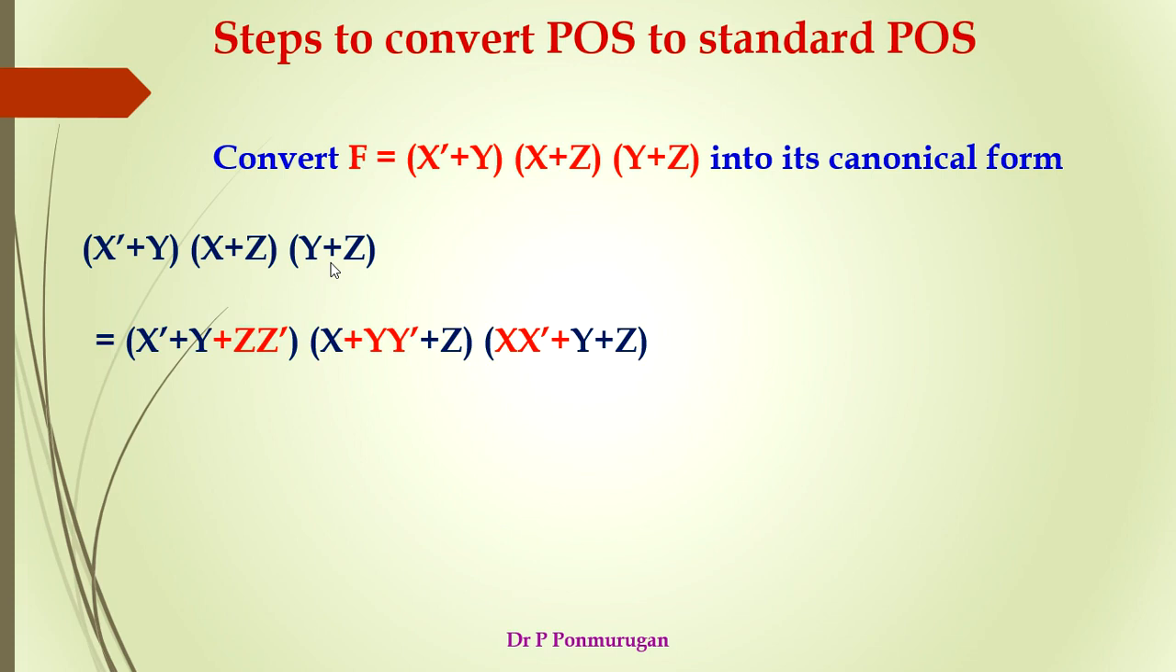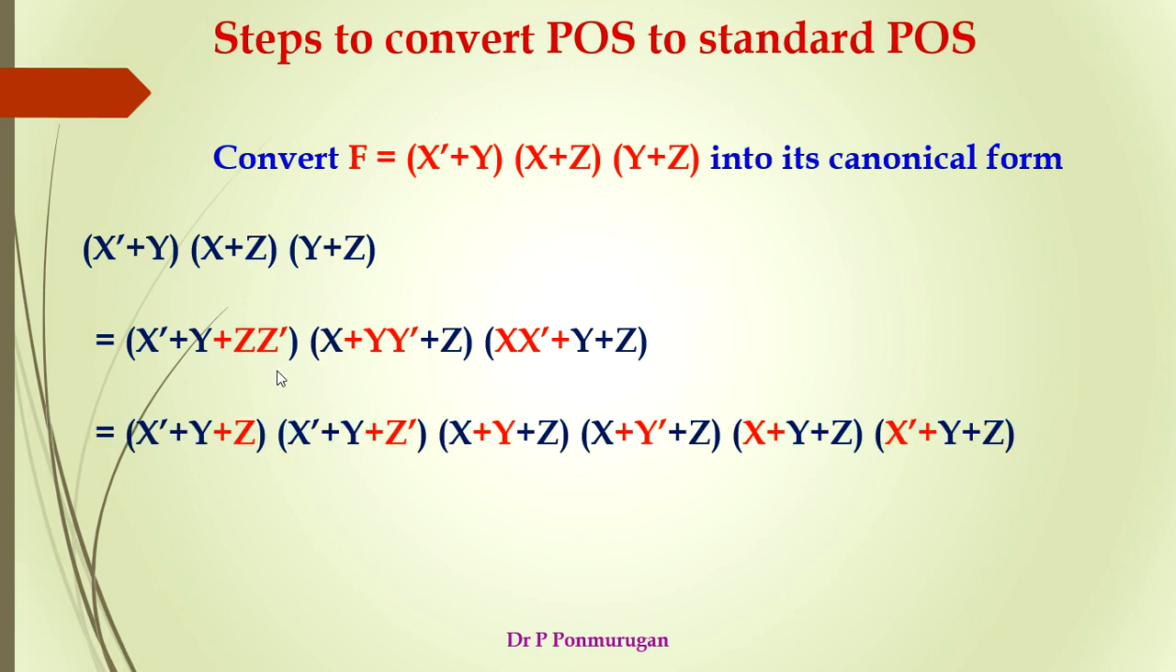So first, the missing variables have to be included in an ANDed form. In the first term, z bar is included, and in the second one y bar is included, and in the last term x bar is included. Now we need to apply distributive law. If you apply distributive law for each of the terms, it will be like this. For the first term, x bar plus y plus z and x bar plus y plus z bar. For the second one, it is x plus y plus z and x plus y bar plus z. And for the last term it is x plus y plus z and x bar plus y plus z.